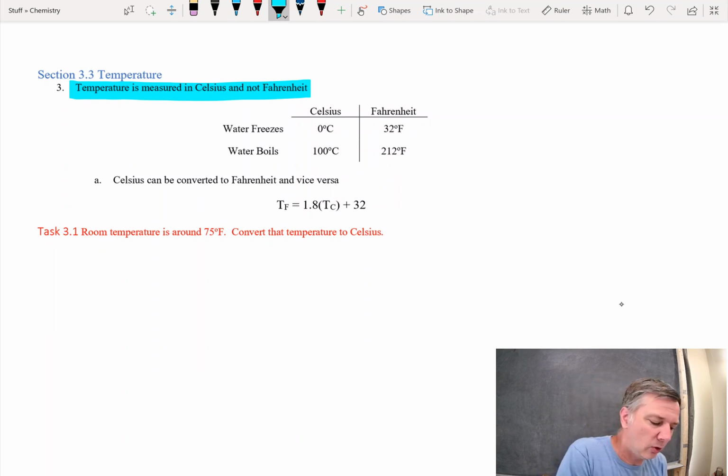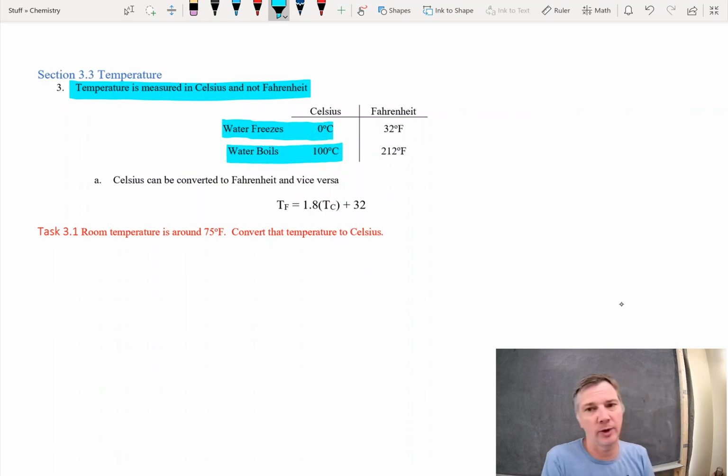Celsius was built on water. Water freezes at 0 for Celsius. Water boils at 100 for Celsius. Fahrenheit was not built on water, and so water freezes at 32 degrees Fahrenheit, and for boiling, it's at 212 degrees Fahrenheit.